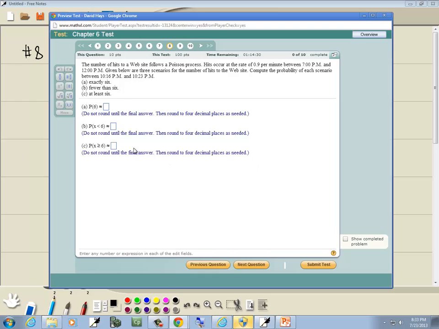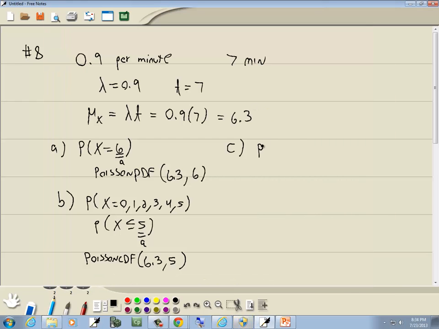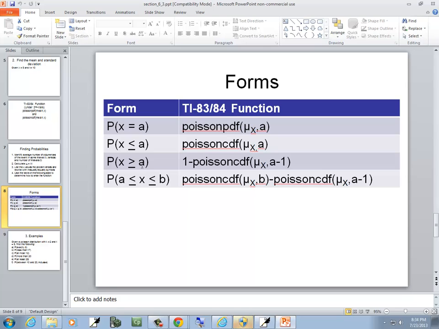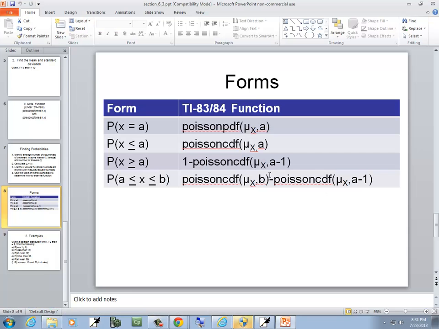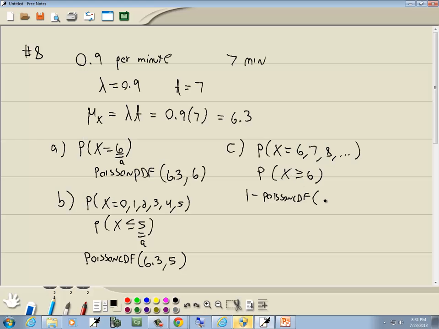Now C. At least 6. Well, that means at least 6 means 6, 7, 8, and then forever. There is no ending value for the Poisson PDF. Well, this would be x is greater than or equal to 6, which is our third form. So we're going to do 1 minus Poisson CDF, and then our mean, and then A minus 1. Our mean was 6.3, and this is our A right here. So 6 minus 1, or you could put 5 there, and that'll give you your answer.